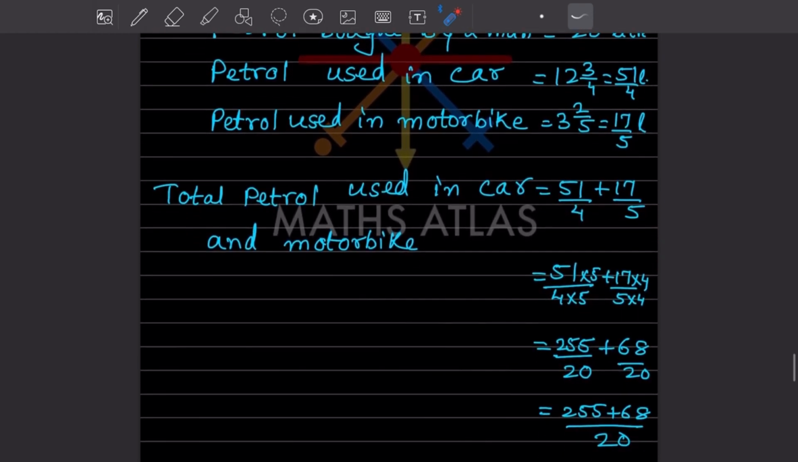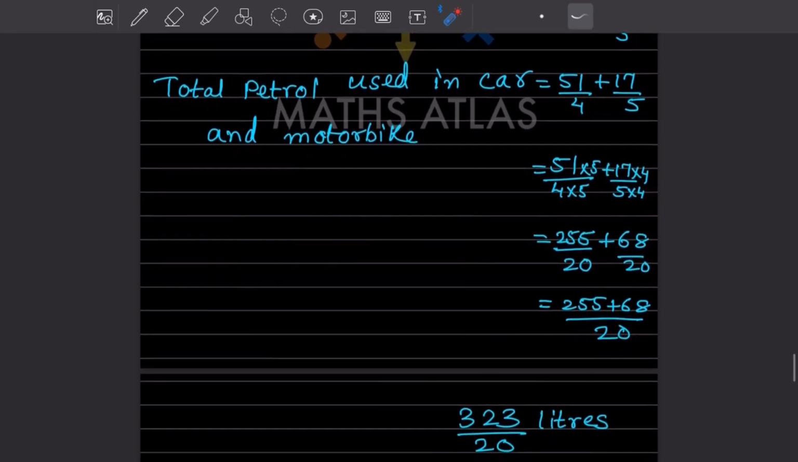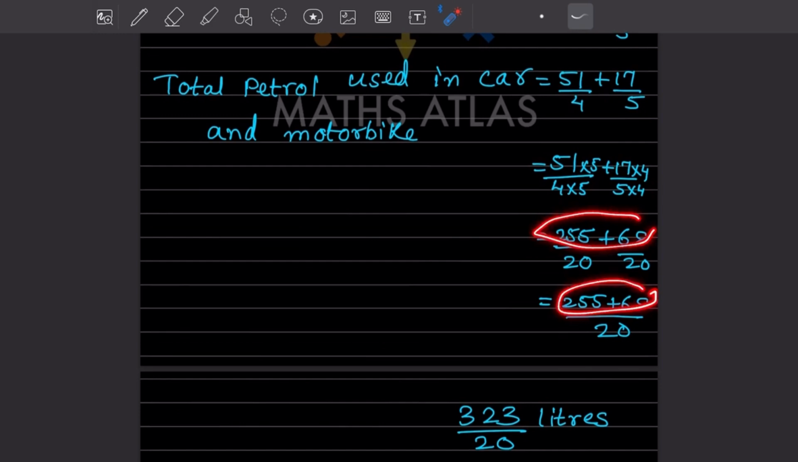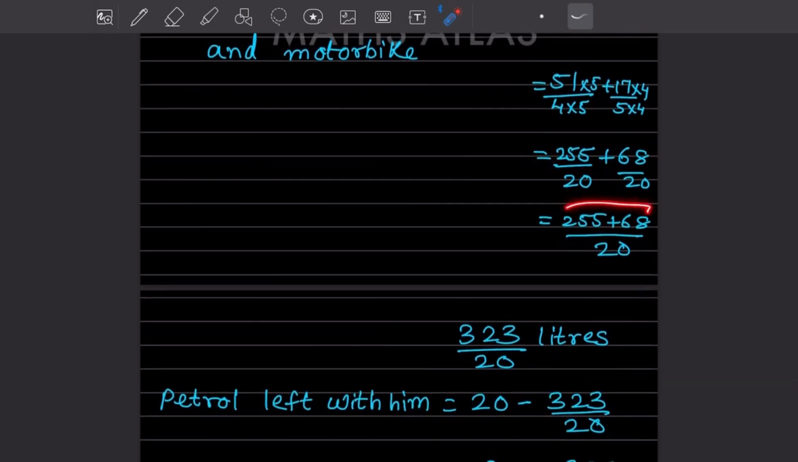Again here, because these are small numbers, you can take the LCM of 4 and 5. So the LCM is going to be 20. So here you need 5. 4 multiplied by 5 is 20. And here, because this is multiplied by 5, this also will be multiplied by 5. And 5 4s are 20, and here also it will be 4. So when you multiply this, you get 255, and when you multiply this, you get 68, and 20 as it is. Both places 20, so you write it only once. Now add, and what do you get as the answer? When you add this, you get 323 by 20 liters.